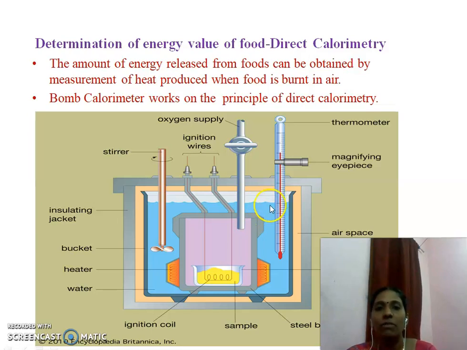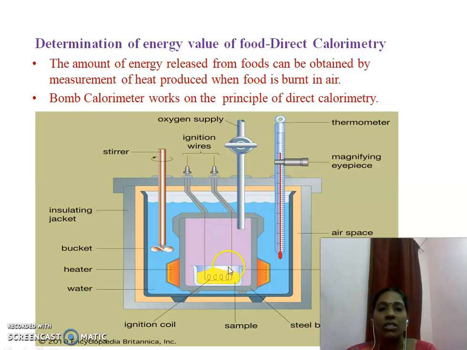That is, the water which is present inside should be measured. And not only should it be measured, the initial temperature of the water should also be noted down. This temperature is noted down using the thermometer called the differential thermometer. This is the differential thermometer. By using this thermometer, the initial temperature of the water should be noted down. Then close all the valves at the top except this oxygen supply valve.